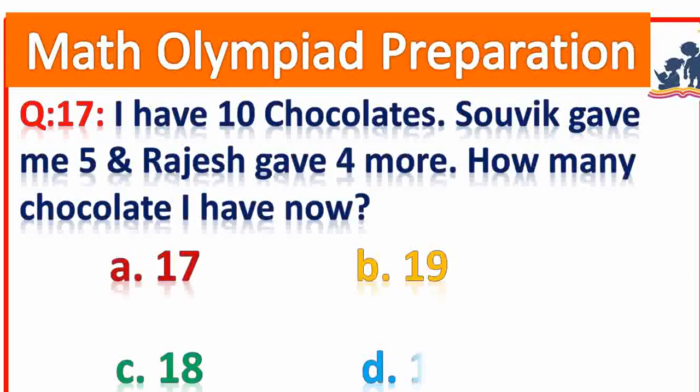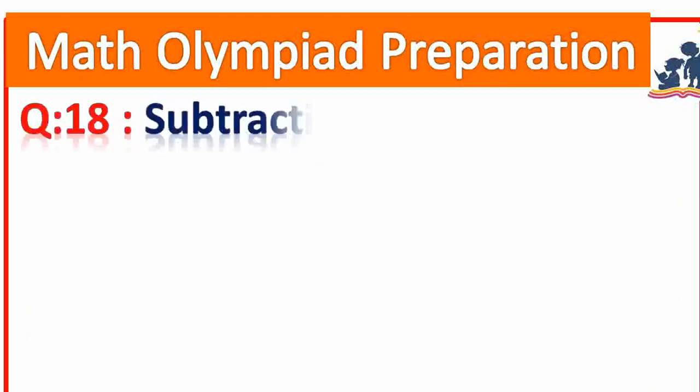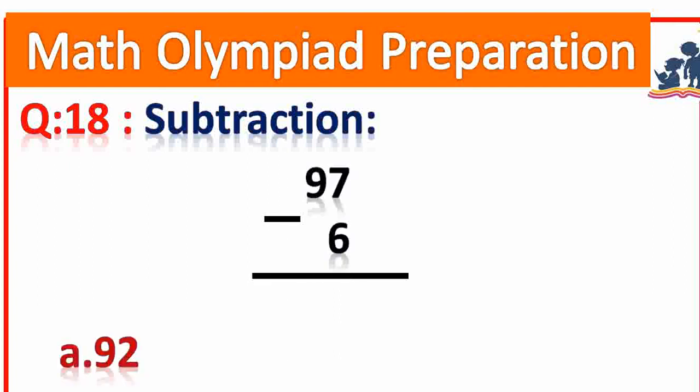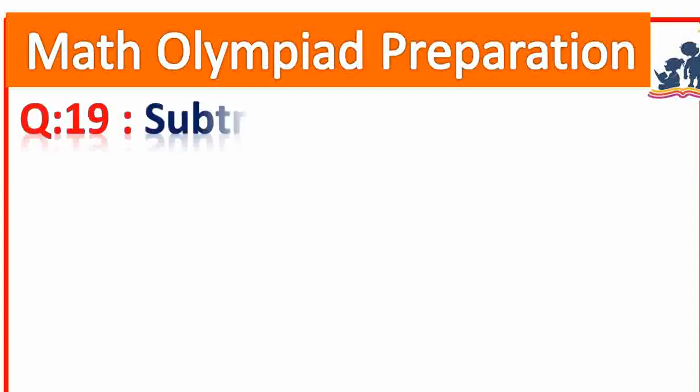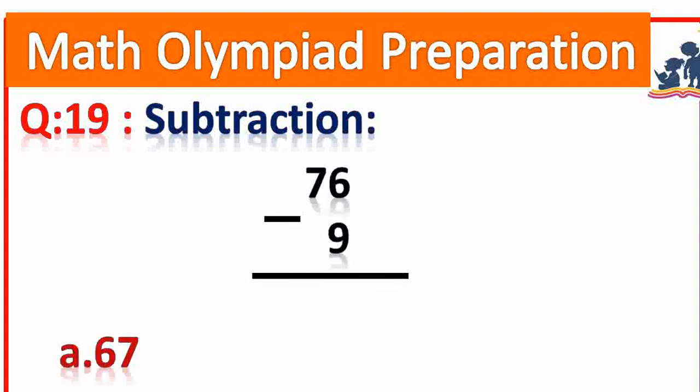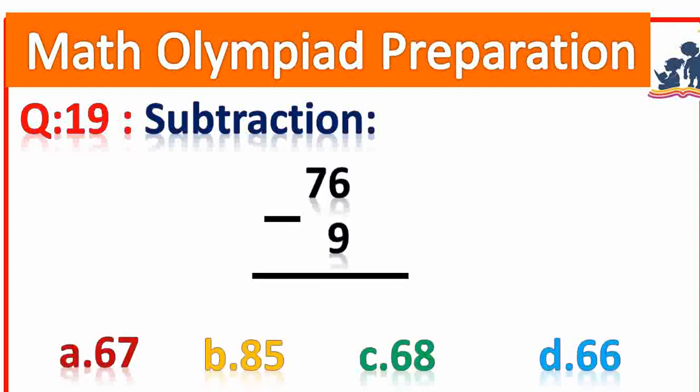Question number 17. I have 10 chocolates. Shobhik gave me 5 and Rajesh gave 4 more. How many chocolate I have now? 10 plus 5 plus 4 is equal to 19. Very good. Question number 18. Subtraction. 97 minus 6 is equal to how much? 91. Very good. Question number 19. Subtraction. 76 minus 9 is equal to how much? 67. Very good.